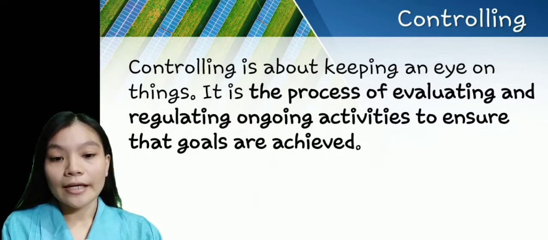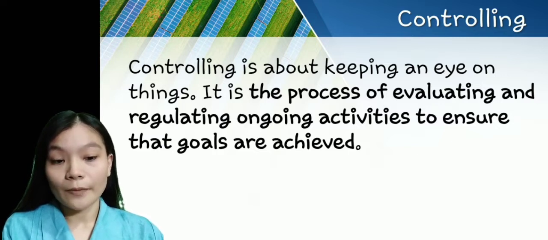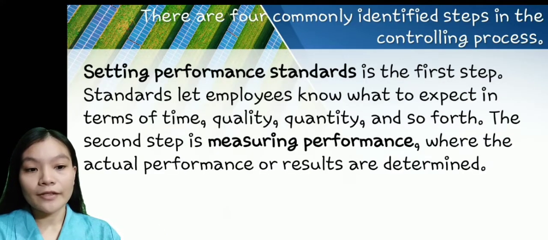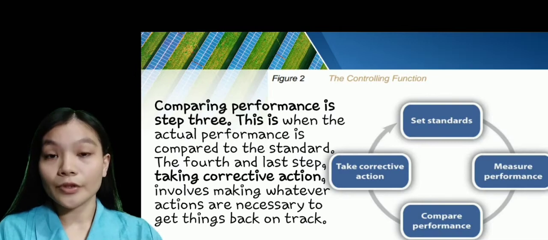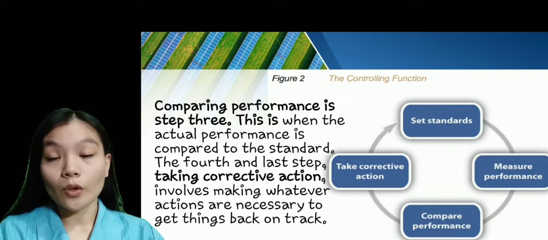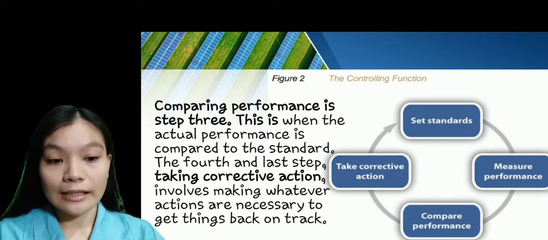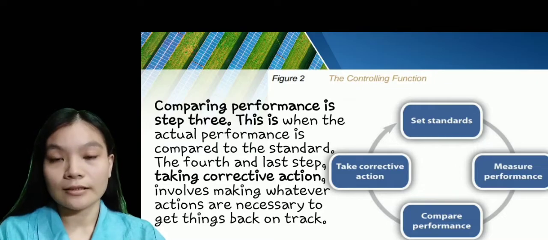Controlling. It provides feedback for future planning activities and aims to modify behavior and performance when deviations from plans are discovered. There are 4 commonly identified steps in the controlling process. The controlling function should be circular in motion, so all the steps will be repeated periodically until the goal is achieved.